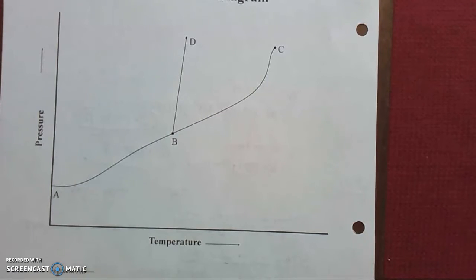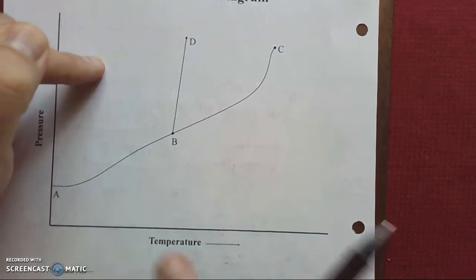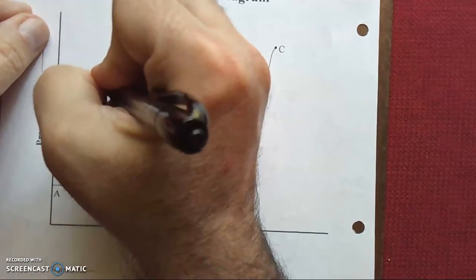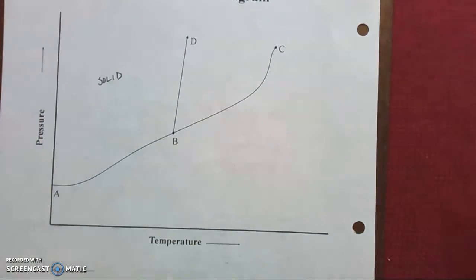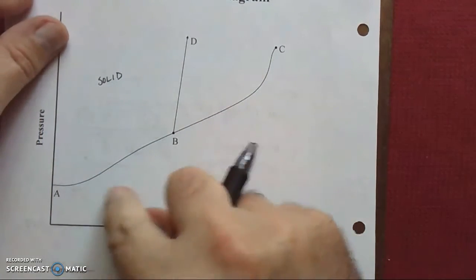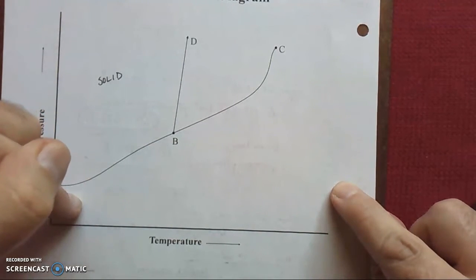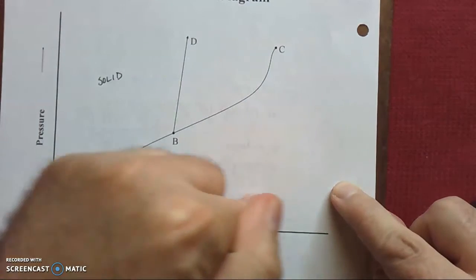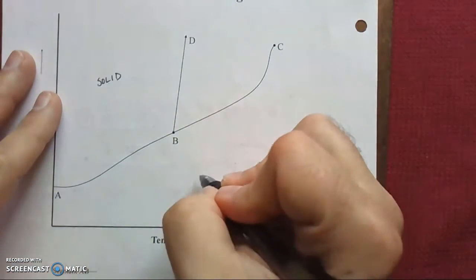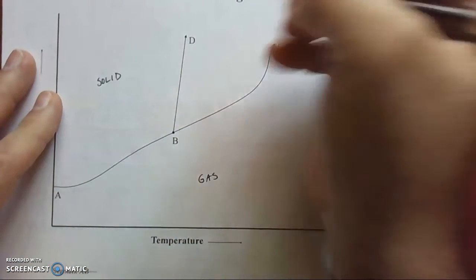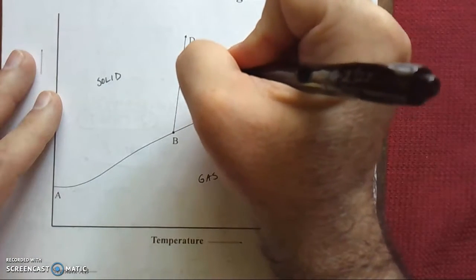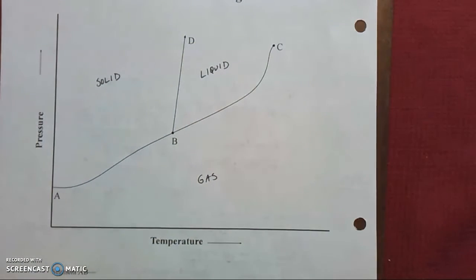So something that is under relatively high pressure and low temperature, so this region up here, is going to be labeled a solid. The region down here where we have low pressure and it can increase and we can go up high in temperature, this represents a gas, and that leaves us with liquid right here in the middle.